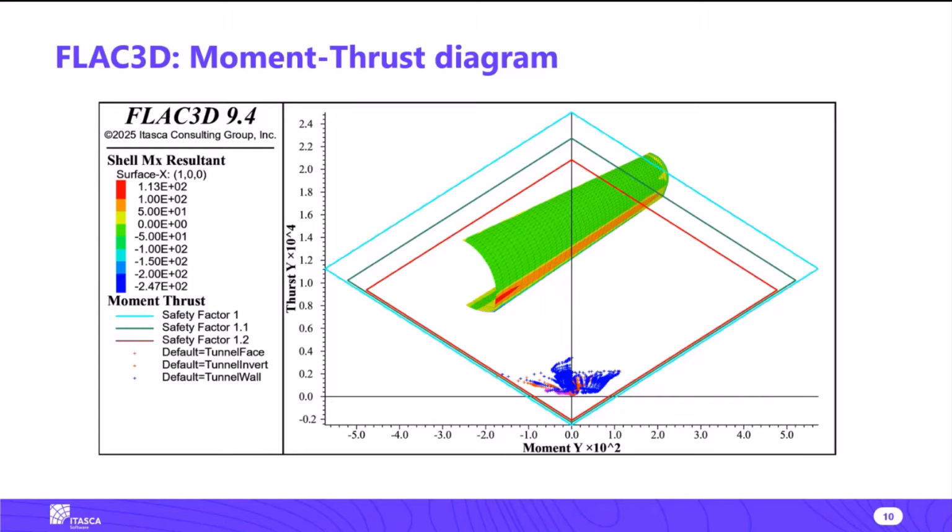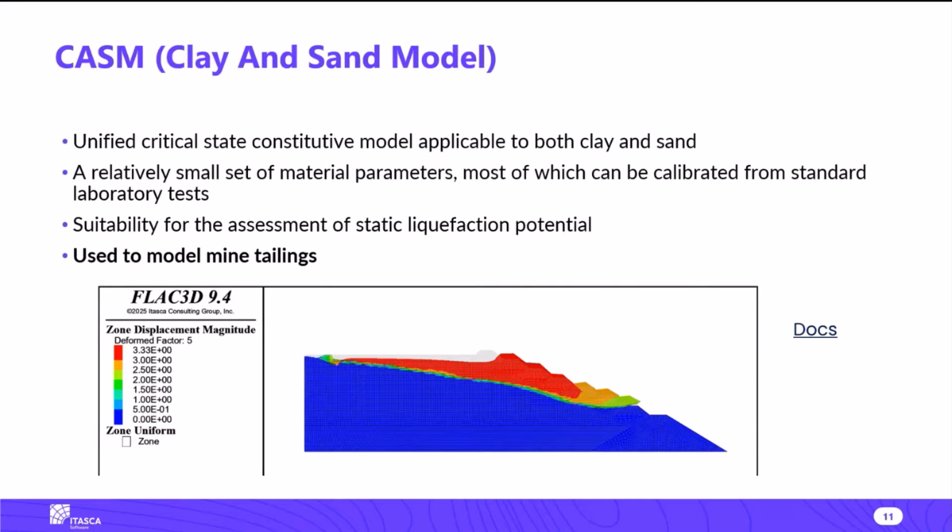Okay, next thing, new constitutive model. So this is the CASM model, which actually just stands for clay and sand model. A unified critical state constitutive model applicable to both clay and sand, obviously. There's a relatively small set of material parameters, and it's relatively easy to do the calibrations. So it's actually quite a nice model. It's becoming more popular. You may have seen papers about this being used for modeling tailings dams and static liquefaction. It is now built into FLAC2D and FLAC3D.